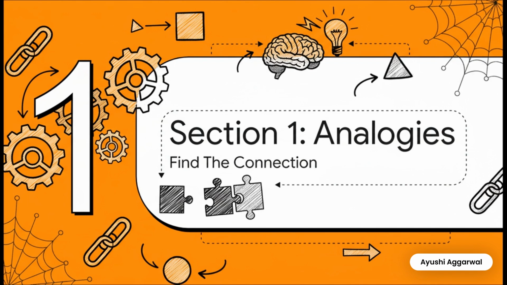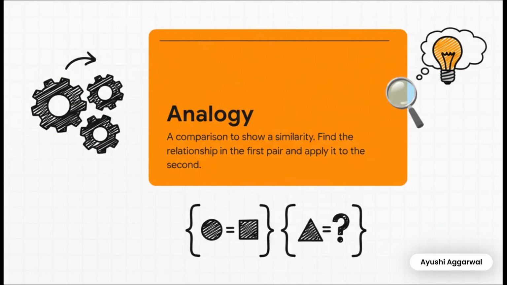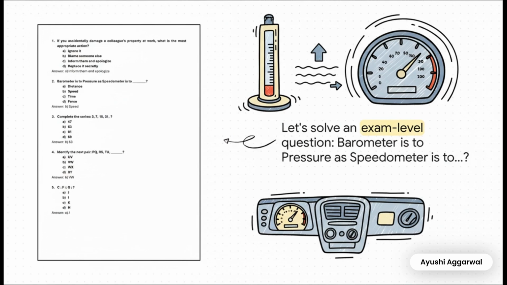The entire game here is all about finding that hidden connection. So what exactly is an analogy? In the simplest terms, it's just a comparison. All you have to do is figure out the relationship in the first pair of words and then apply that exact same relationship to the second pair. That's it. Let's try an actual exam-level question. You'll see this type of question very often in SSC and railway exams. The question is, barometer is to pressure as speedometer is to what?